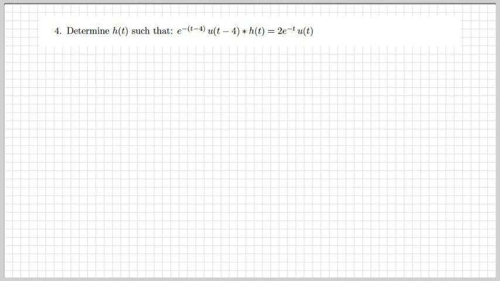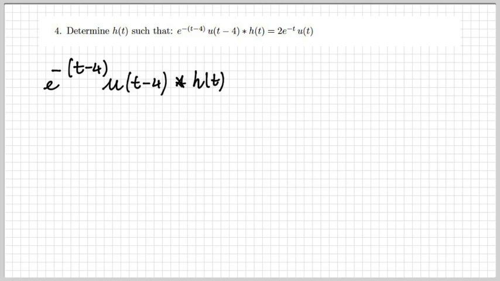Right. So here's the fourth exercise for today and last. In this case, what we need to do is determine an impulse response h of t such that e to minus t minus 4 u of t minus 4 convolution with this h gives us 2 e to minus t u of t. So how to do that?